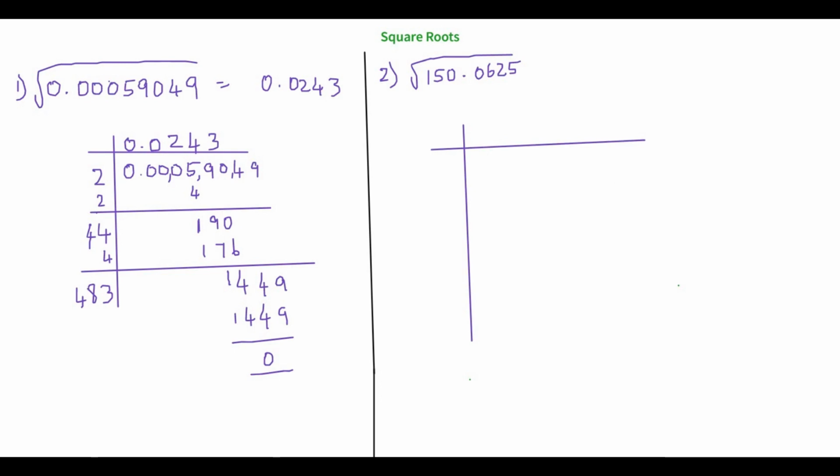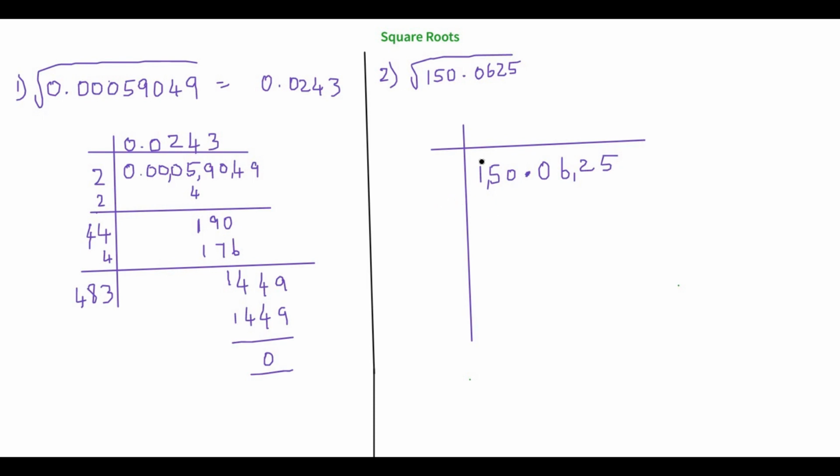So this is also the same way we are going to do. We will write 150.0625. I am writing the numbers a little apart so that it is easy for us to pair them. So as usual, we will start from the right side. We will pair it. Before the decimal will be paired separately, and after the decimal will be paired separately. So we will start from here. These two are in two pairs, and here after the decimal, again we will start from the right side. So these two numbers will be paired and one will be separate.